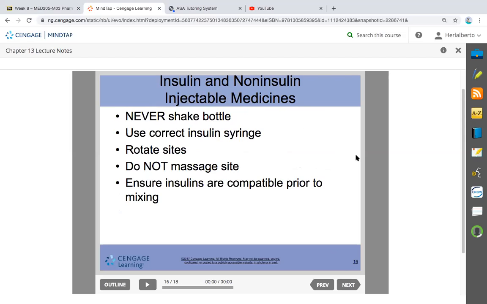Insulin and non-insulin injectable medicines. Never shake bottle. Use correct insulin syringe. Rotate sites. Do not massage site. Ensure insulins are compatible prior to mixing.